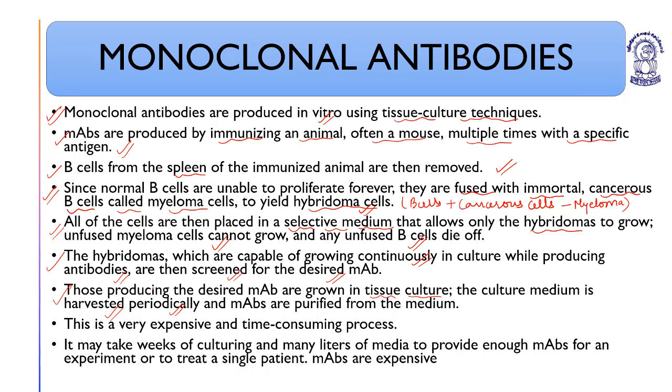When the cells can no longer produce MAB, they are screened out, and the cells which are continuously producing the antibodies are taken, extracted, and purified. This is a very expensive and time-consuming process.